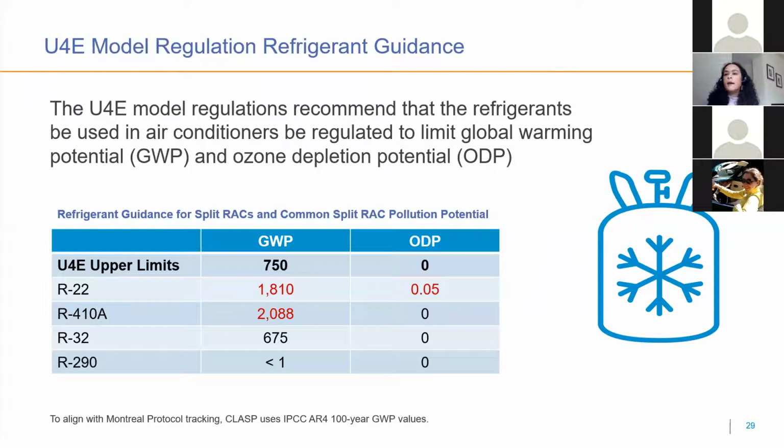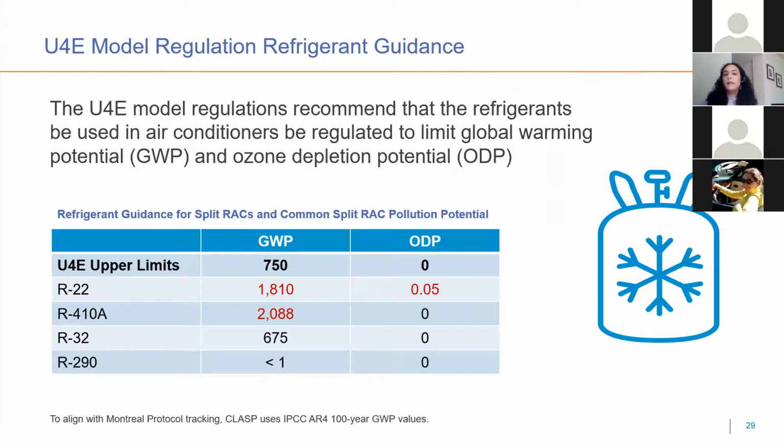In addition to looking at the U4E model MEPS to help us model energy efficiency levels, we also looked at U4E's refrigerant guidance. The U4E model regulations recommend that refrigerants in air conditioners be regulated to limit global warming potential and ozone depletion potential. Specifically, U4E's recommended upper limit for ODP is 0, and for GWP, or global warming potential, the upper limit is 750. As was mentioned in the opening remarks, both R22 and R410A are high global warming potential refrigerants, and some other refrigerants that we see for room air conditioners are R32 and R290, and both of these are below that 750 upper limit recommended by U4E.